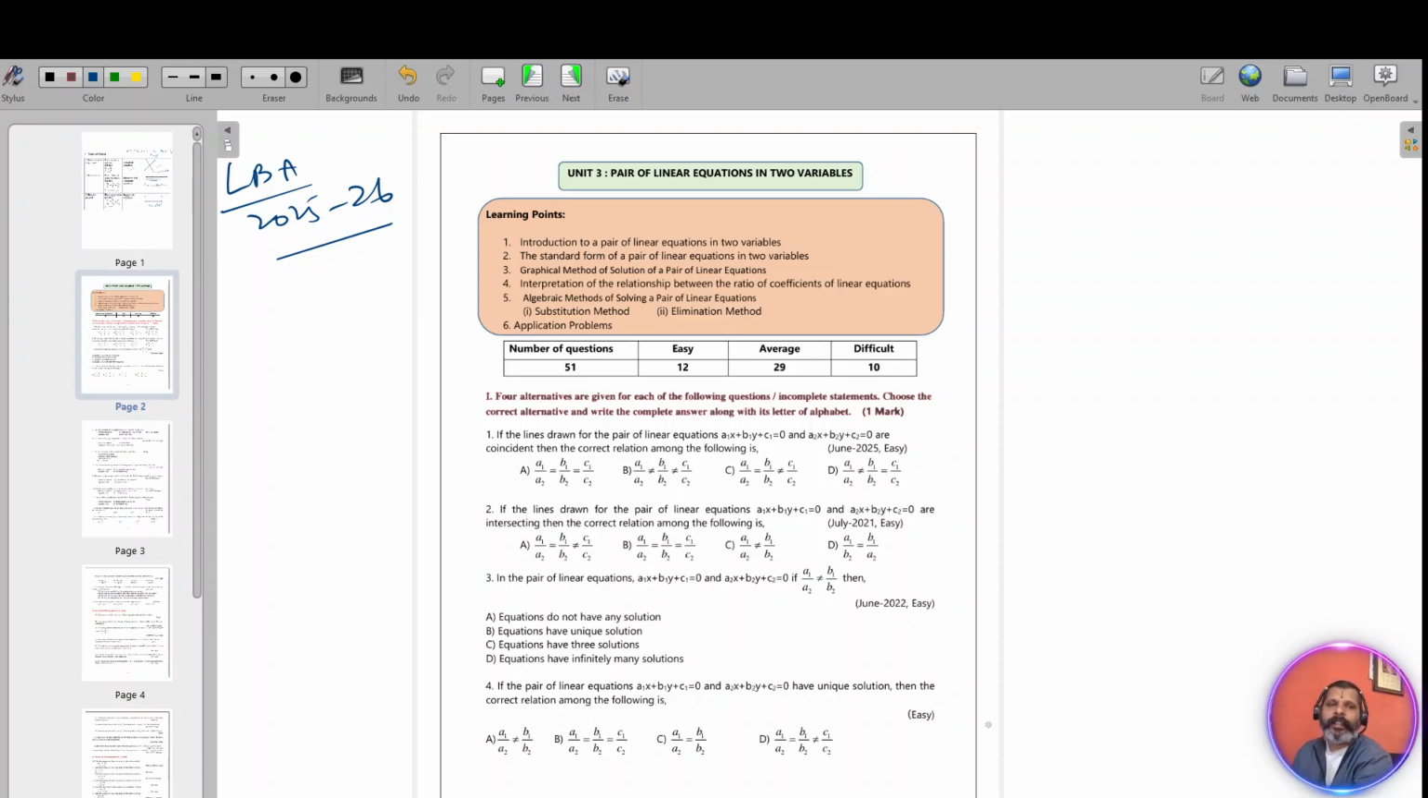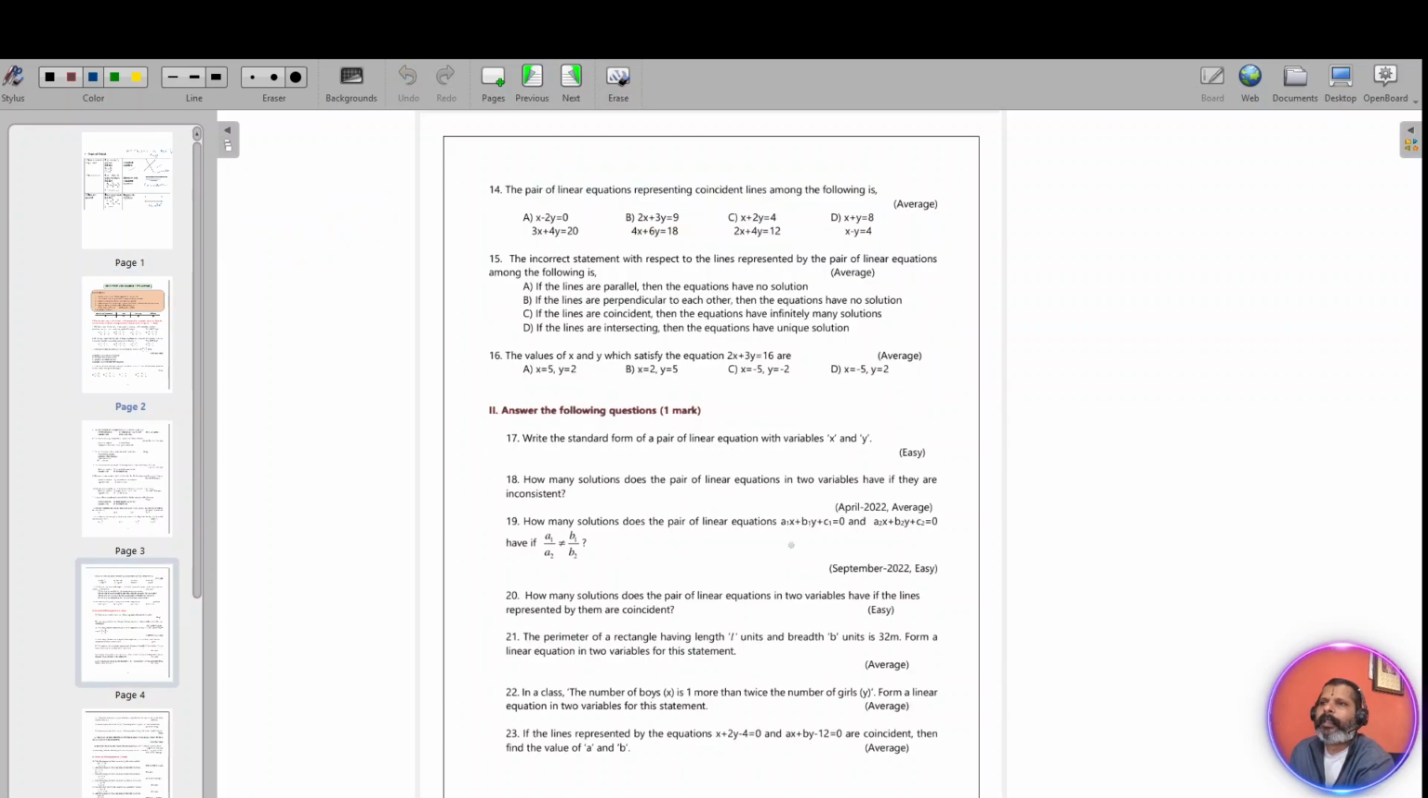Hello students, in this class we will see linear pair of linear equations in two variables. Second main question, that is also 1 mark questions. We have seen MCQ in the last class. 1 mark, one liner maybe it is in the second main.